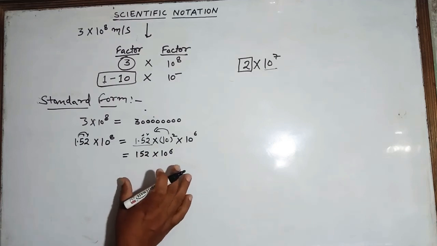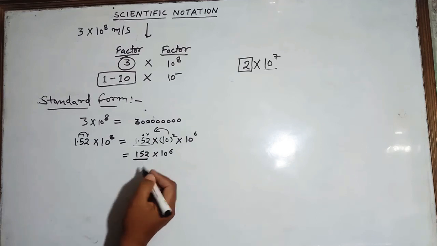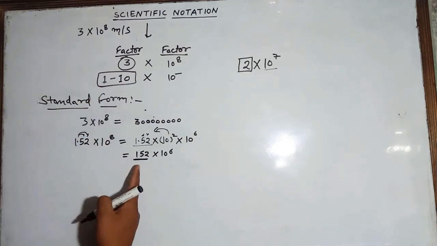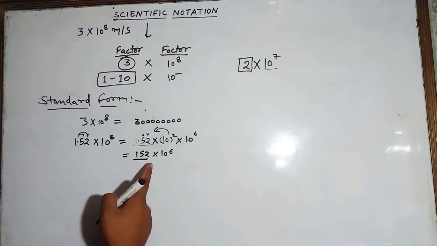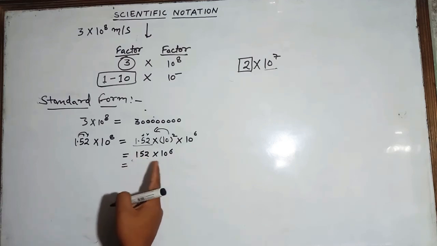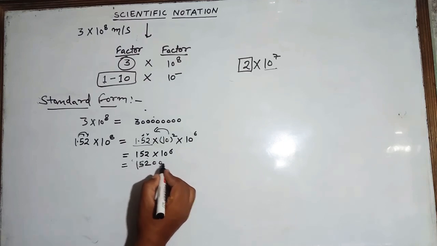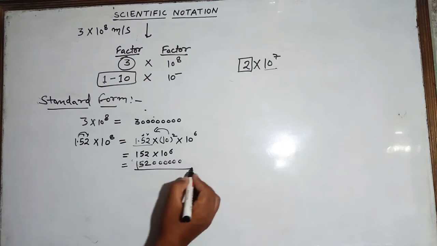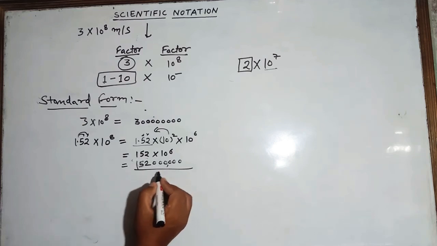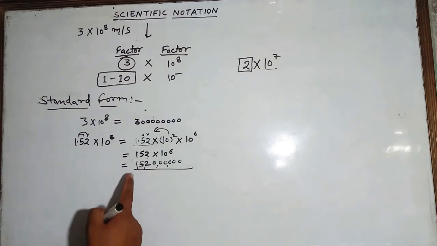Now, is it a scientific notation? No. Why? Because the first factor should be between 1 and 10. Here you have to write it in standard form, sorry. So how will you write it now? 152 into 10 to the power 6 means 6 zeros after 152: 1 2 3 4 5 6 zeros. It will be the standard form, 3 places, then as per the Indian system, 2 places, 2 places. Like this you can write it in standard form.